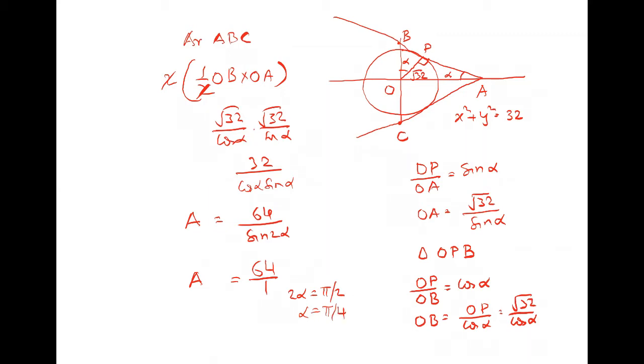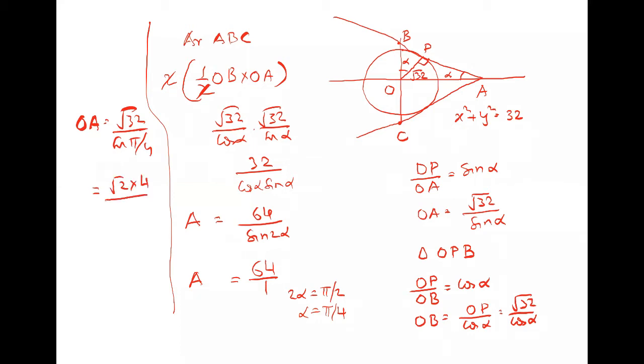Once we know alpha is equal to pi by 4, what is OA? OA is equal to root 32 by sin pi by 4. So this will give you how much? Root 32 means root 2 into 4, into 1 by root 2 in the denominator. How much we get? 8. So OA is equal to 8, which means 8 comma 0 is the coordinate A. Any doubt, please ask.